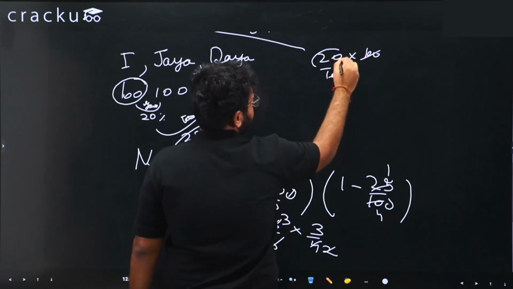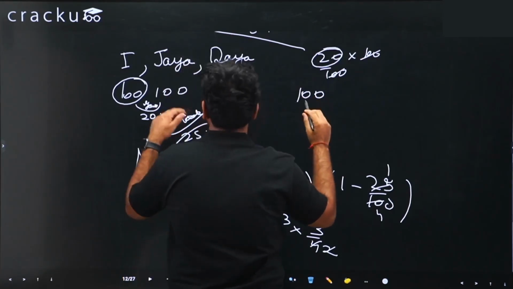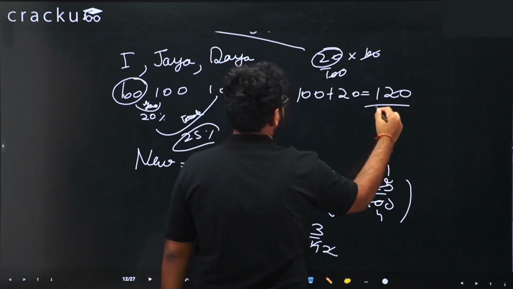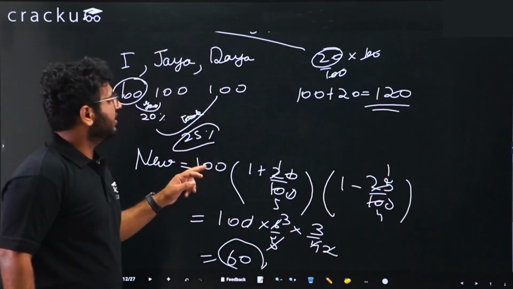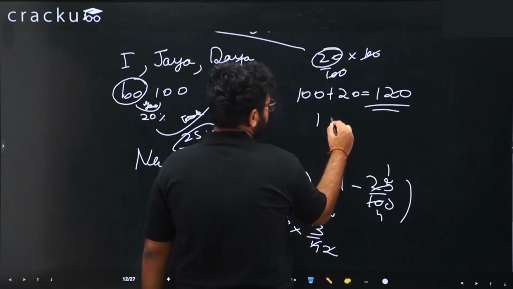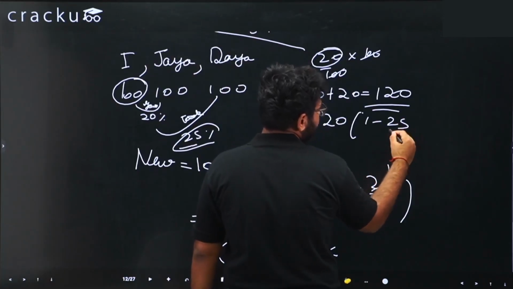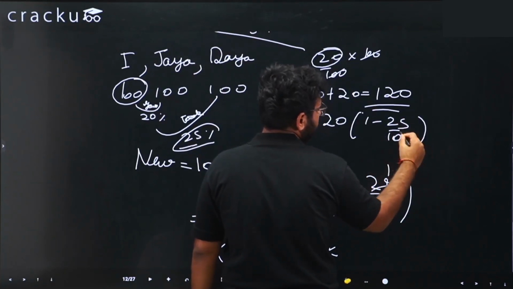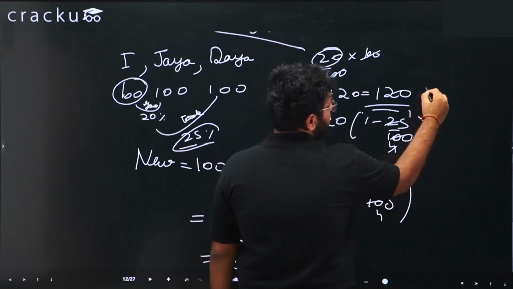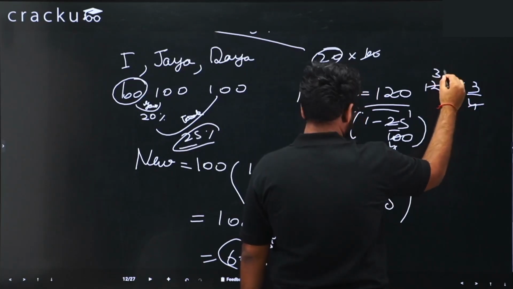Which is equal to 20 chocolates. So now I will have what? 100 plus Jaya gave me 20 chocolates, so 120. Now Daya took 25% of it. So 120 into 1 minus 25 by 100, which is equal to 1 by 4 is 100, so 3 by 4. So 120 into 3 by 4, which is equal to 30.